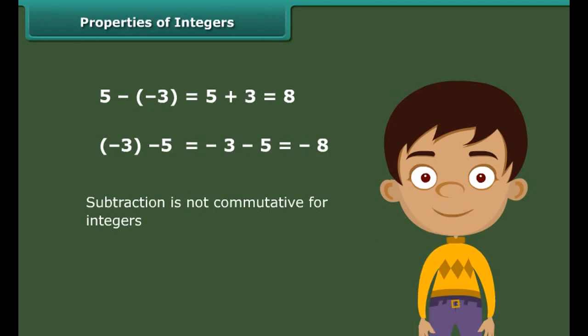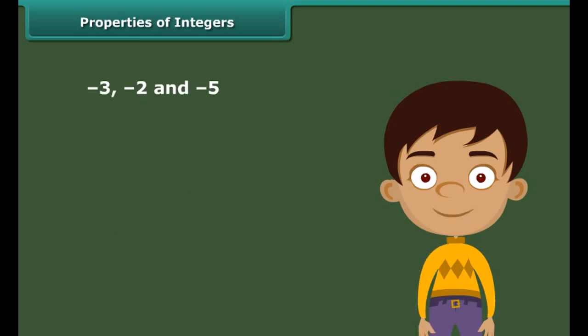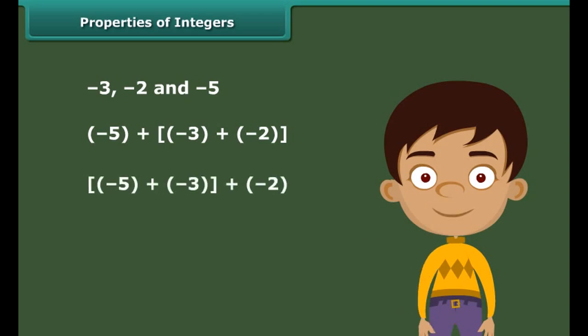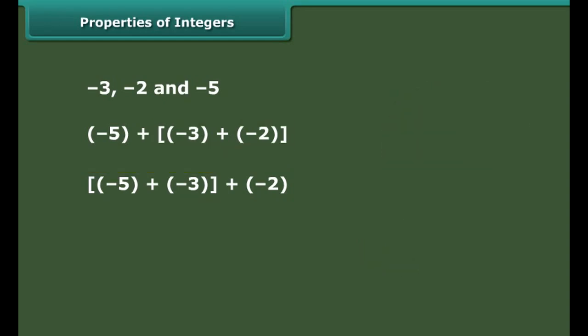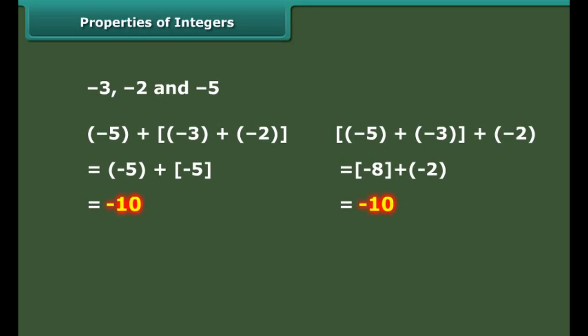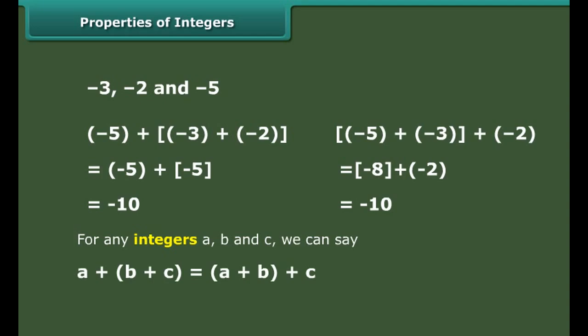Now, observe the following examples. We will take the integers minus 3, minus 2, and minus 5. Look at minus 5 plus, within bracket, minus 3 plus minus 2, and minus 5 plus minus 3, plus minus 2. In the first sum, minus 3 and minus 2 are grouped together. And in the second, minus 5 and minus 3 are grouped together. In both these cases, we get the answer as minus 10. This shows that addition is associative for integers. In general, for any integers A, B and C, we can say A plus (B plus C) is equal to (A plus B) plus C.